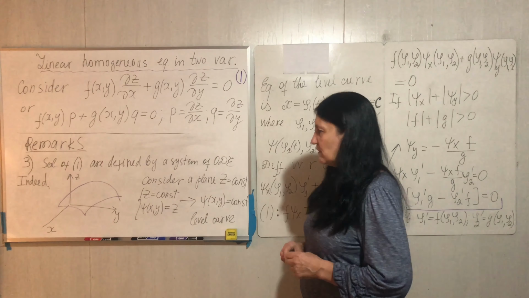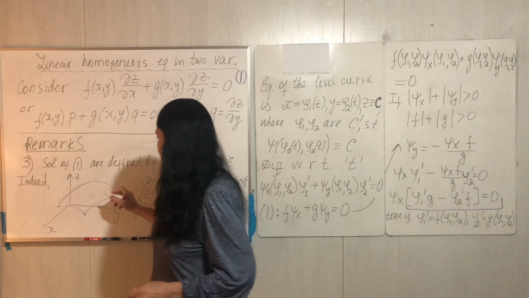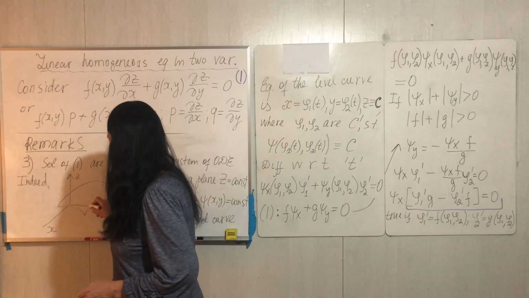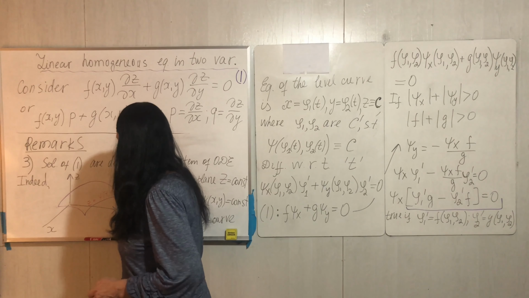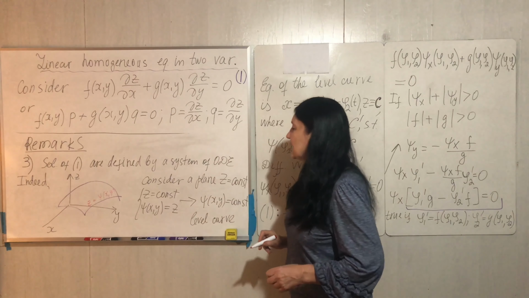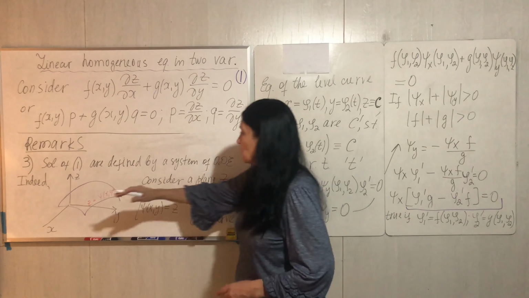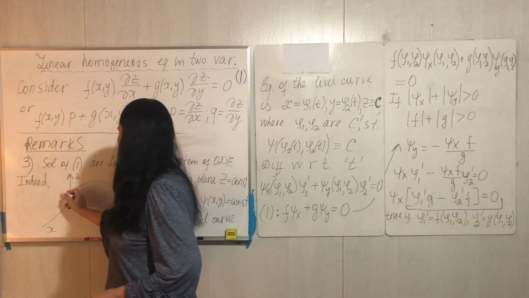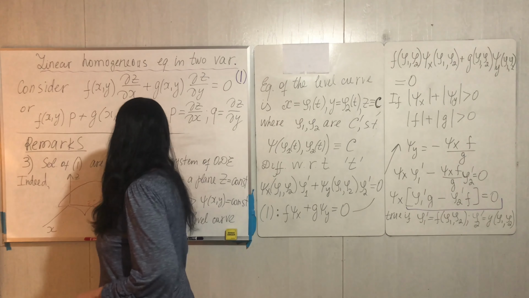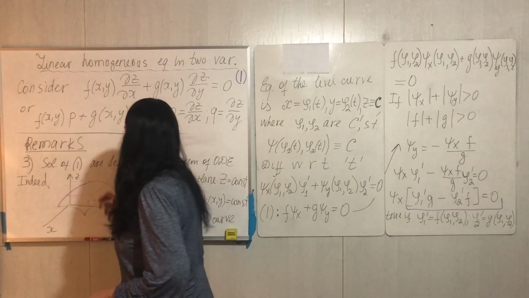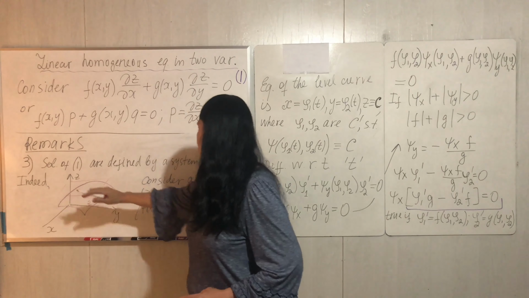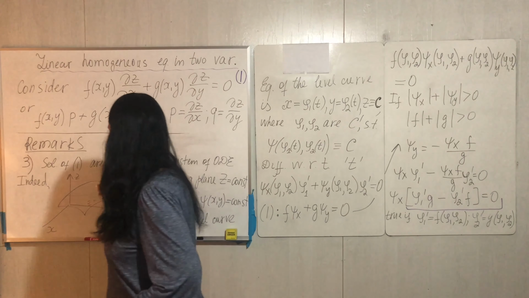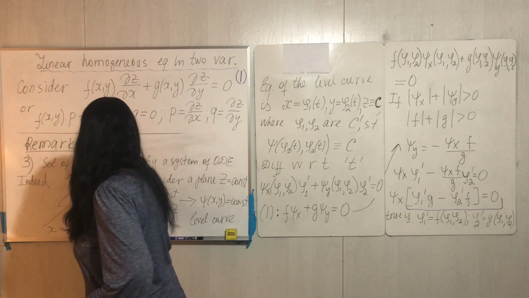Indeed, consider a solution to our equation. So the surface that we discussed before, z equals psi of x, y. And then consider a plane, z equals constant, somewhere here. So we consider a plane, and when the plane intersects our surface, we will get a curve somewhere here.